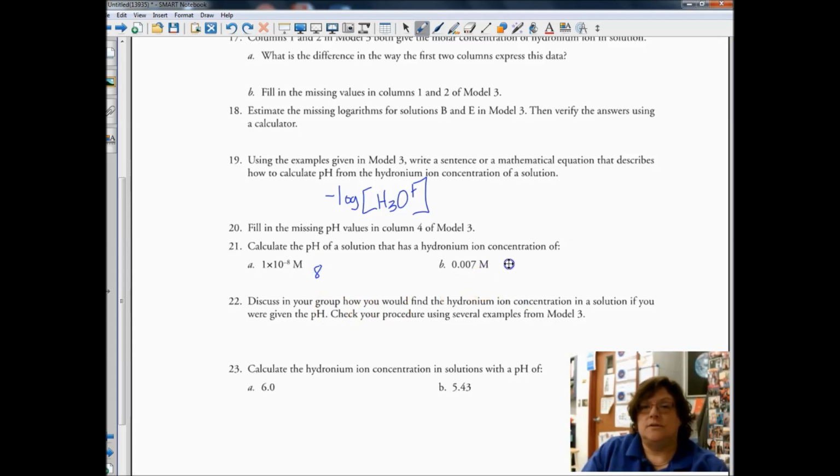Okay, this one will do the same thing. We'll take the log of 0.007. It's negative 2.15. So the pH is going to be 2.1. I'll call it 2.2. We'll do 2 sig figs. 2.2.